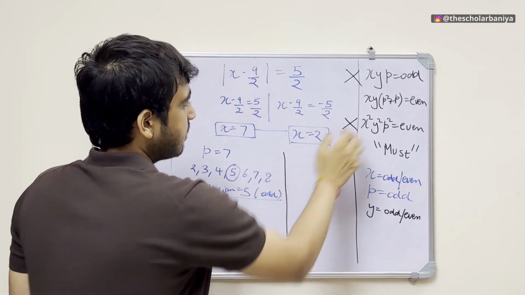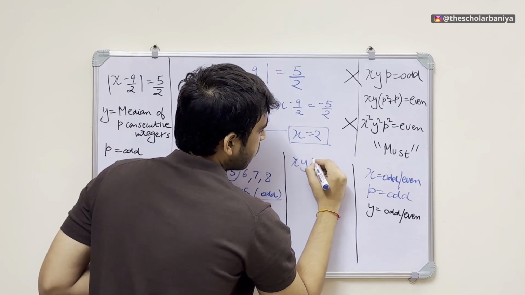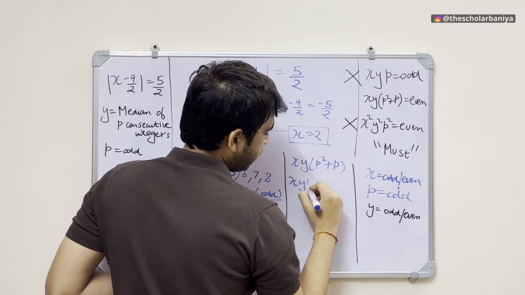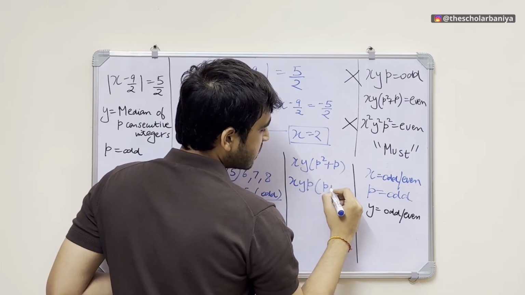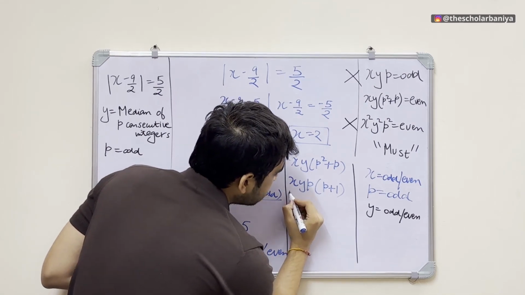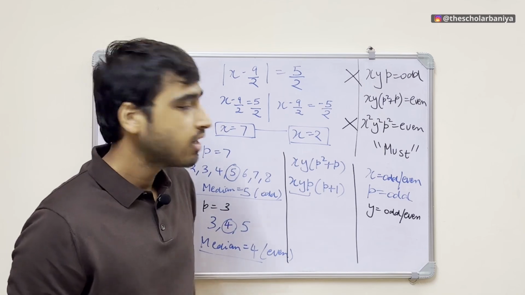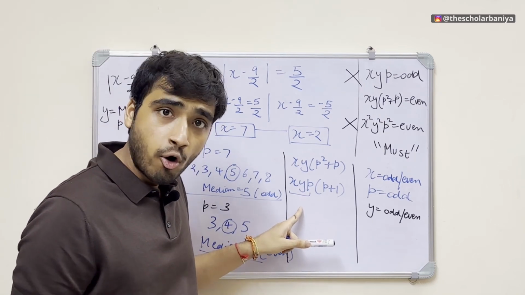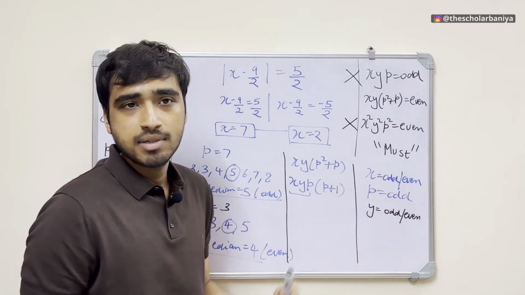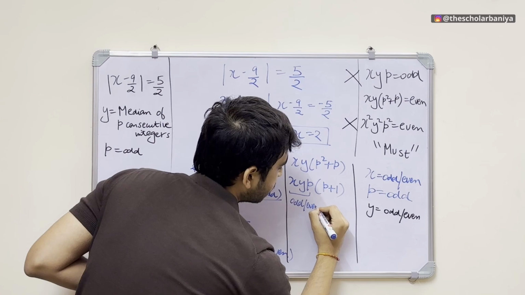So this is also false. But now if you see this one, this is written xy p square plus p, right? So if you take p common, this is xyp times p plus 1, right? Now again, if you see x into y into p, this can either be odd or even, right? We discussed over here. x, y, p can be odd if all these three things are odd. It can be even also if any one of them is even. So this can be either odd or even, right?